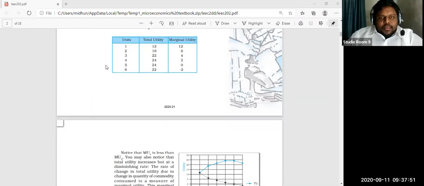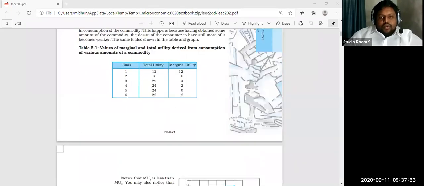So here you can see the table 2.1, unit 1 to unit 6. The total utility of the first product is 12. So marginal utility also is 12 only, no difference. Okay, then the second product, 12 plus 6 is equal to 18. So marginal utility is 18 minus 12, which is 6. Is that idea clear? Okay. And the third product, 1 plus 2 plus 3, that is 22.